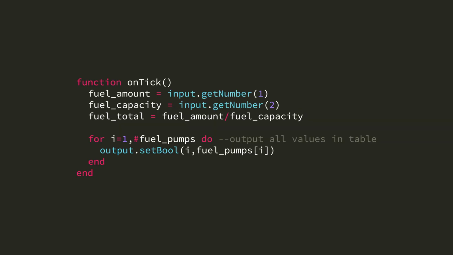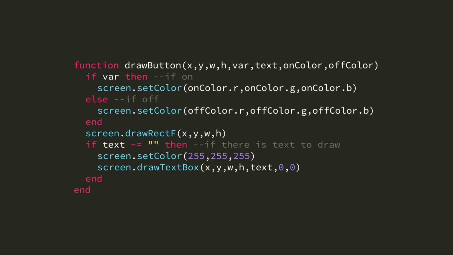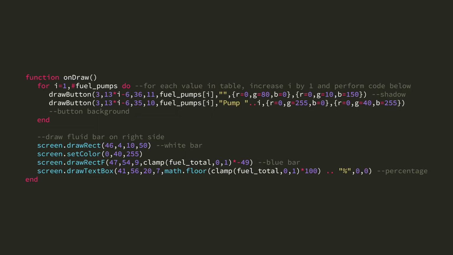Proceeding to onTick, you can see I removed some things from last episode. Again, this is because some of the code from last episode was just to demonstrate the concepts we learned, and they weren't necessarily good code. Just after onTick, you can see I have a function for drawing buttons, but we'll come back to this in a second. In onDraw, I have a for loop that loops through the field pumps table and executes my drawButton function. And you will notice I don't have a step value for this loop here. When the step is not included, it defaults to 1, which is exactly what we need.